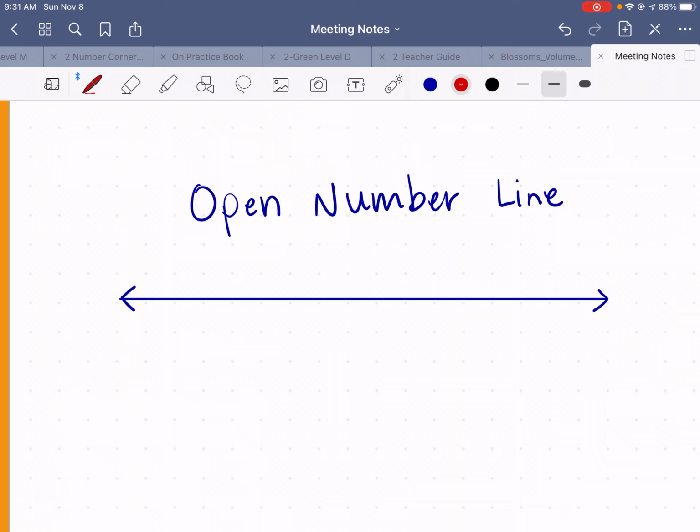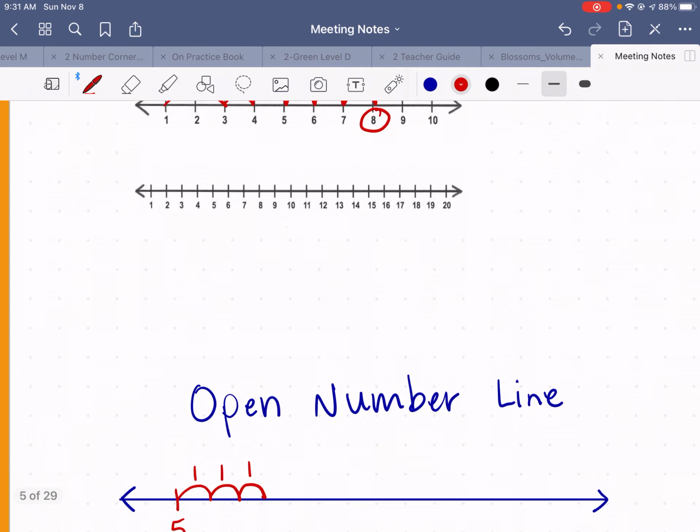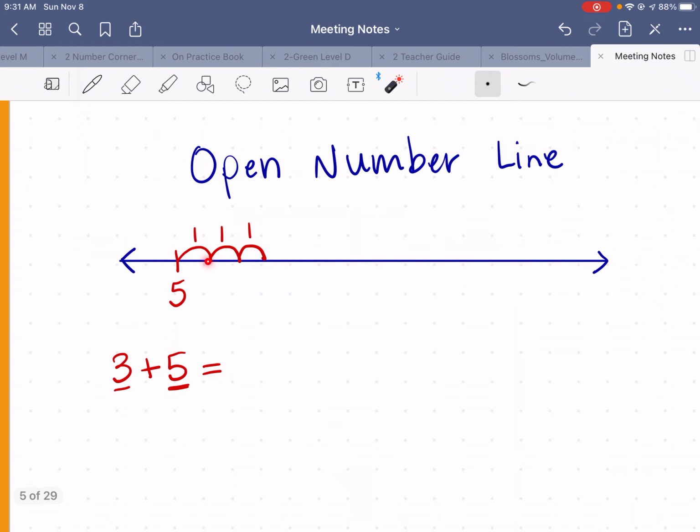And with an open number line, you could still solve the problem 3 plus 5. We're teaching students to start with the larger addend, the larger number that we're adding together, because it takes less work to get to a correct answer. And to solve this problem on the open number line, we would start with the 5 and then jump forward 3 ones. 1, 2, 3, labeling our number line, and then we would count with it. So we would say, 5, 6, 7, 8. 8 is our answer. 3 plus 5 equals 8.